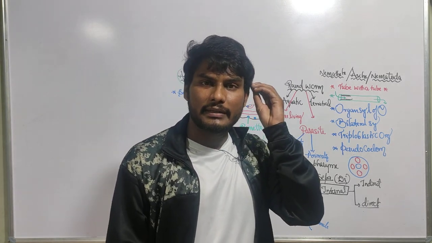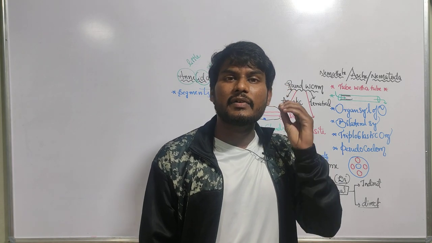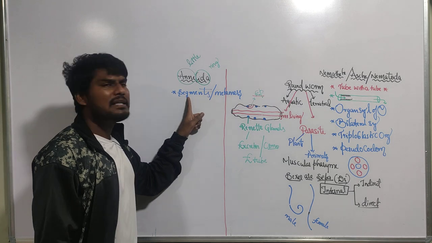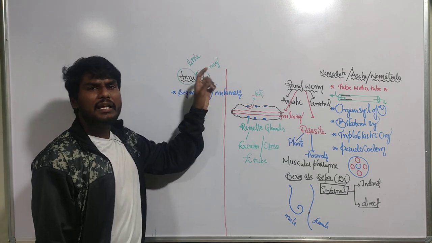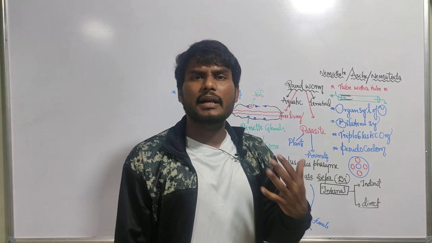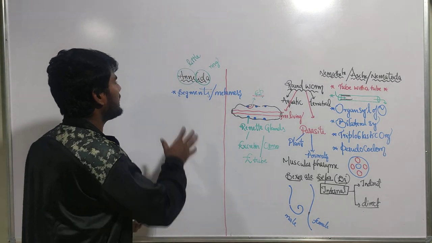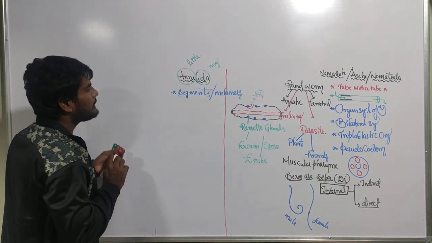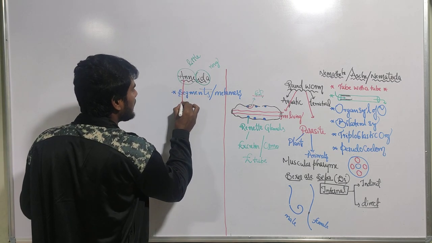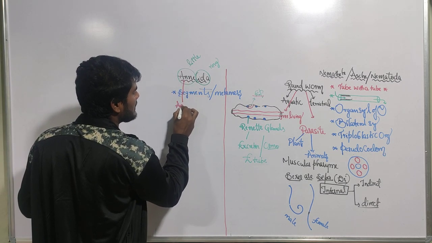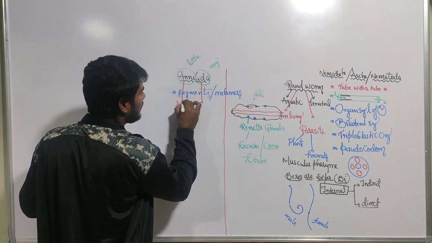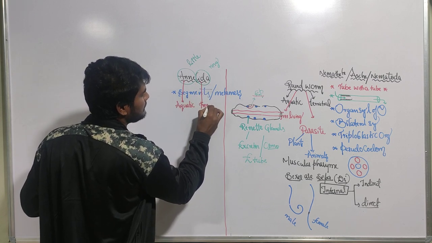In the introduction, you will get this. What does metamerism mean? Where the body has a number of metamers. Metamers means nothing but segments, and each segment appears like a small ring. For example, annelids. What is the habitat of annelids? Annelids are present inside water, meaning aquatic, and they are also present on land, meaning terrestrial.